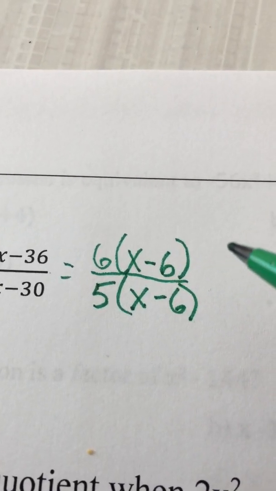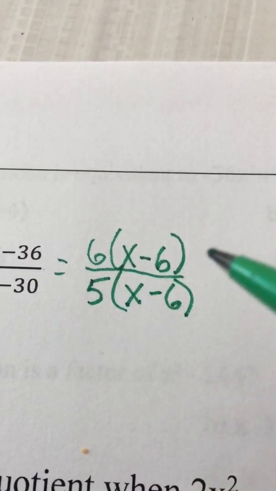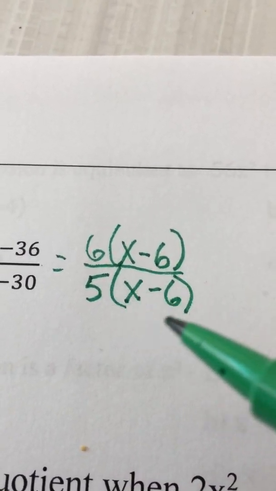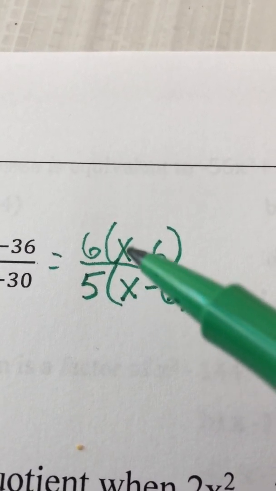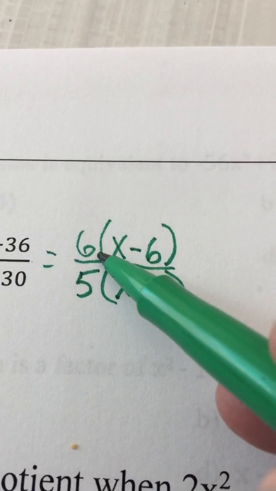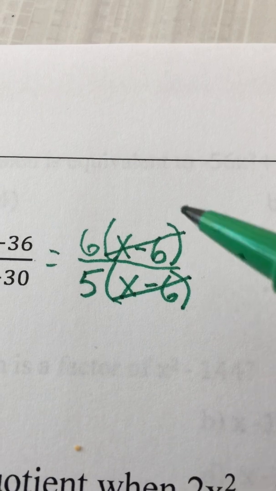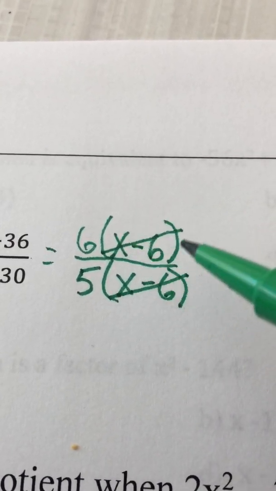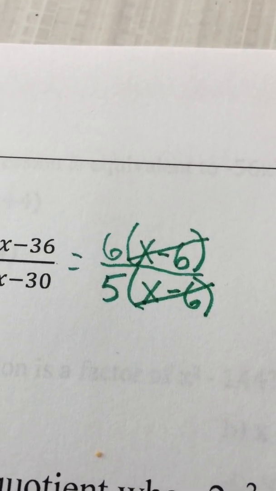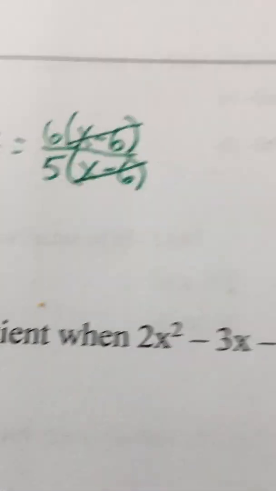Are there any factors that are identical on top and bottom? Yes, this whole parentheses is the same as that whole parentheses. I can't cancel out just the x's. It's the whole factor that has to cancel out with the whole factor. Okay, so that factor is one piece. Either it all goes or it all stays. You cannot pick and choose inside the factor. All right, so there's that one.